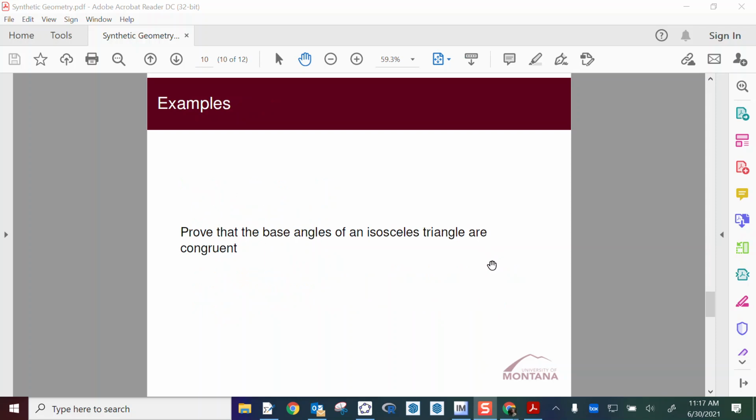Let's go ahead and dive into an example. Let's do something simple, and then follow with something of medium complexity, and then end with something that's fairly complicated. So let's prove a simple statement, that the base angles of an isosceles triangle are congruent, just as a starting place. So I'm going to switch over to my Elmo cam.